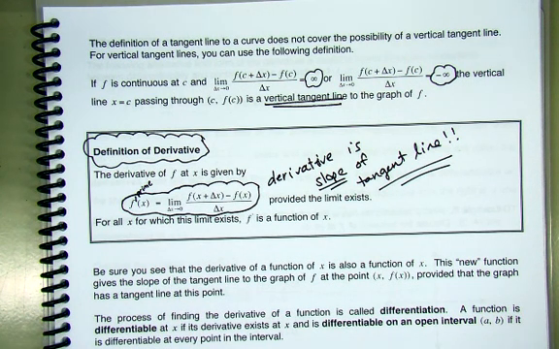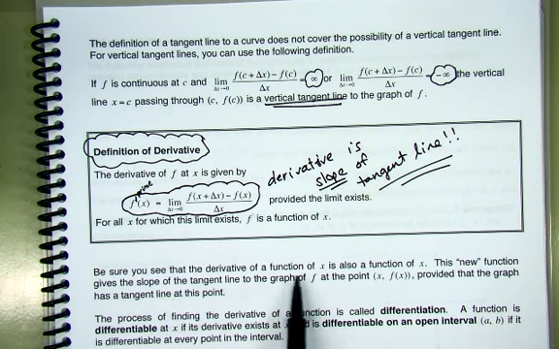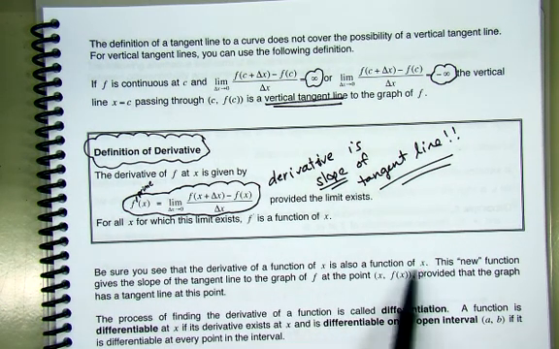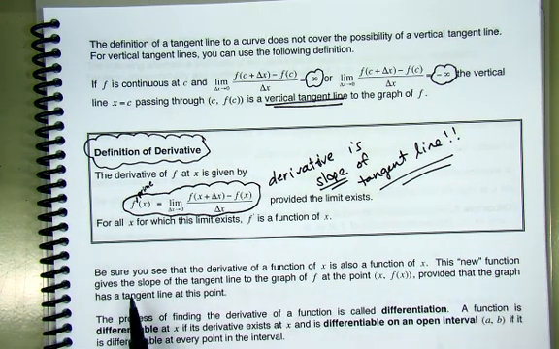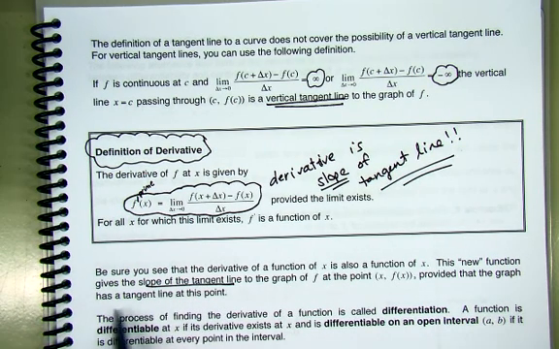And now we know this is the formula for finding the slope, provided the limit exists. And f prime is always a function if the limit exists. There's a lot of stuff here, and this is good just to get a background. The derivative of a function f is also a function of x. The new function is the slope of the tangent line, provided that it has a tangent line there.